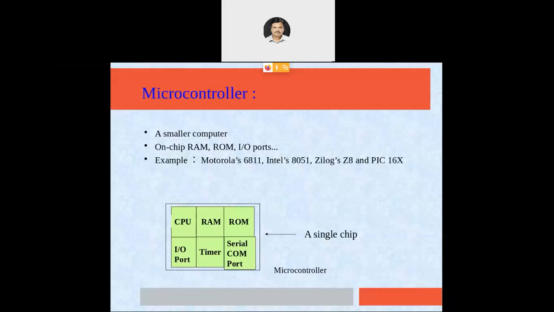I don't know whether you are following or not. This is very hard to understand, but I will show you that board also today. I have that Raspberry Pi 3 kit.